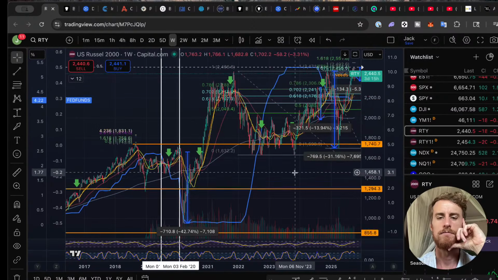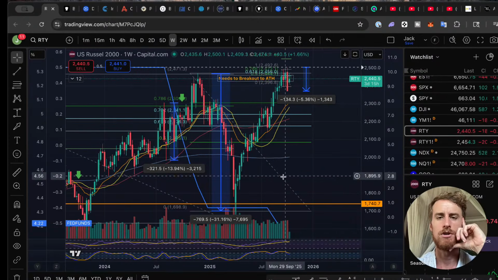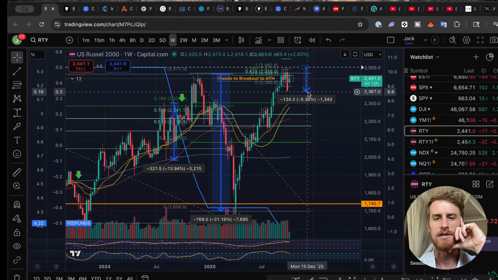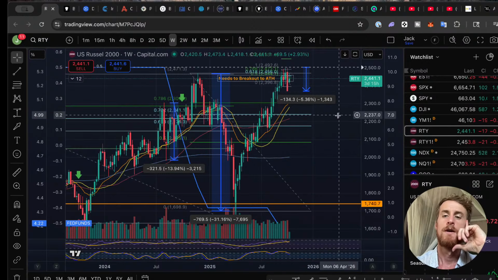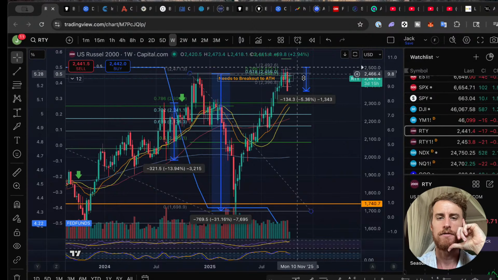And we all wanted to believe, we all wanted to hope that this wasn't going to happen, that crypto is just going to go to the moon. But we got this massive liquidity event. 5% dump on the Russell. Huge dumps for crypto.